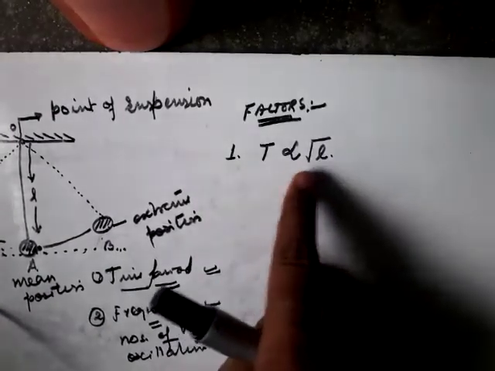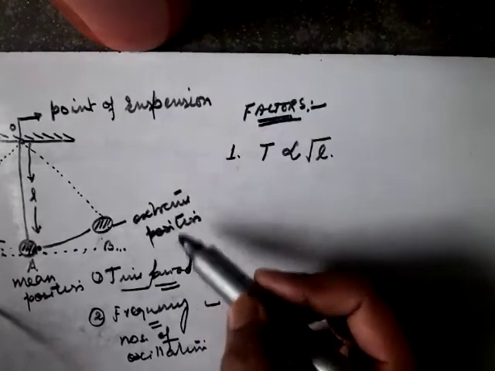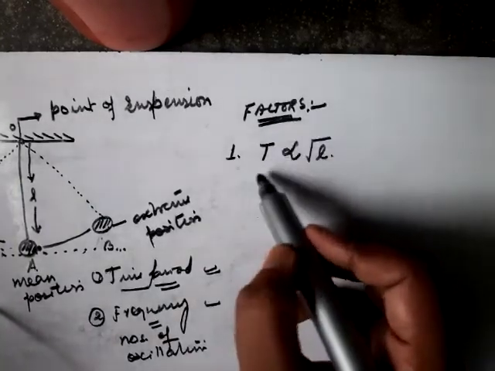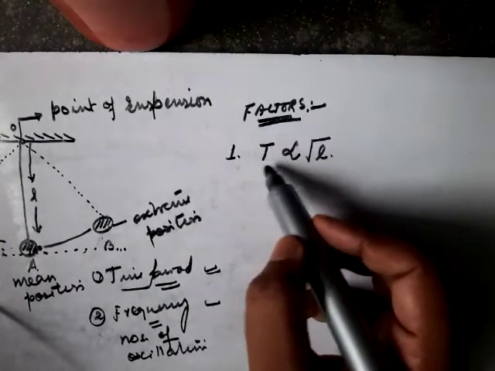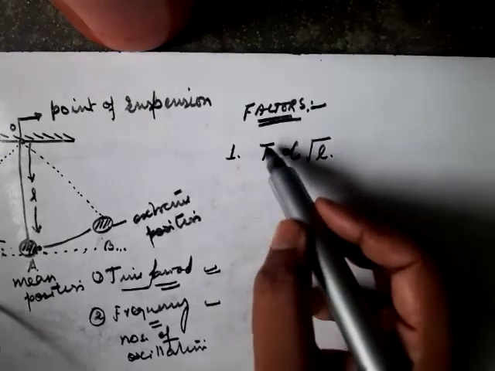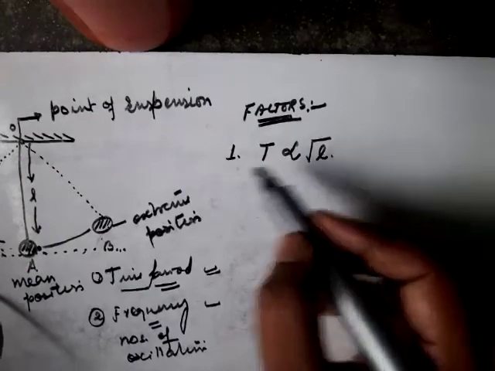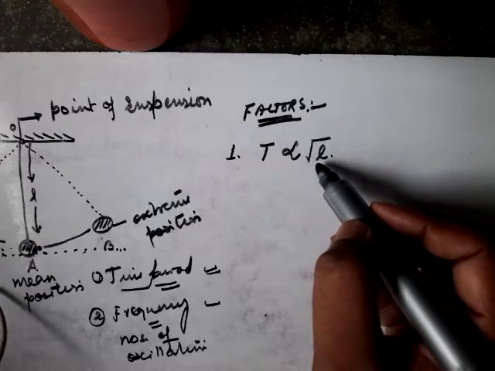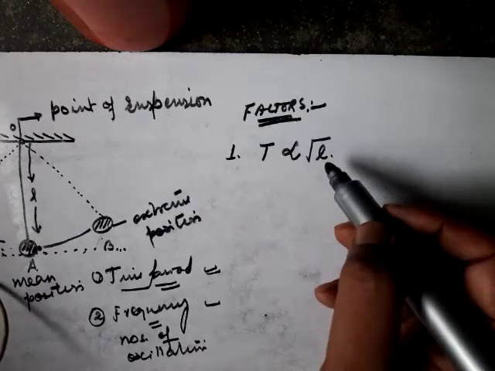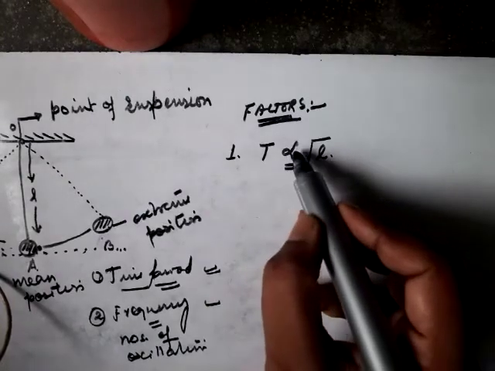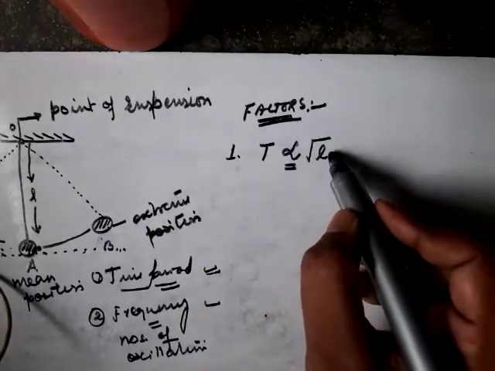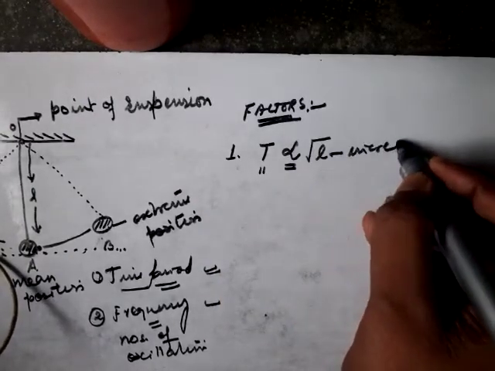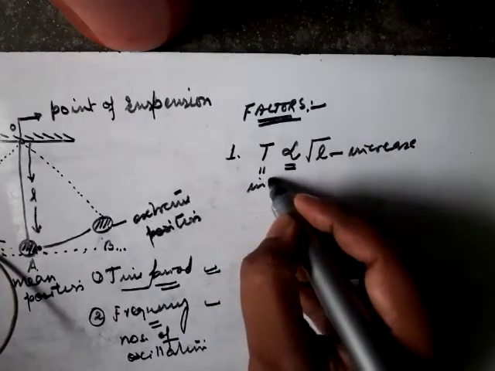This is the most important condition. The experiment was performed and the scientists found that the time period changes when the effective length changes, and it changes with the square root of the length. Directly proportional means that if we increase the value of length, the time period will also increase. If the value of L is increased, the time period will also increase.